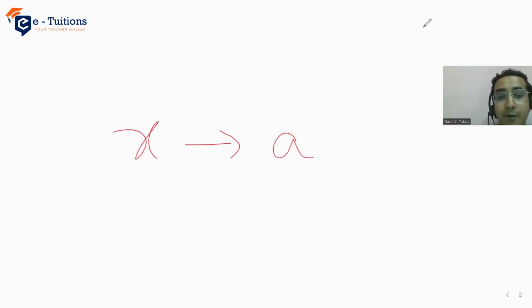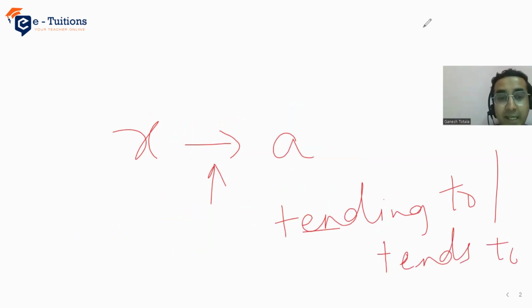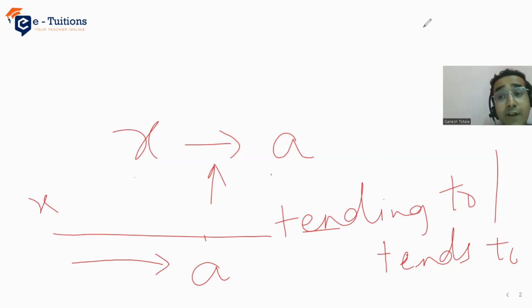In order to understand limits further, let's learn the notation x arrow a. This arrow is called tends to, or tending to. When we say that x is tending to a, suppose on a number line I have a value a, and one independent variable, say x. Now this x is tending towards a, which means x is coming nearby to a. The value of x is not a, but it is tending to a. That means the distance between x and a is becoming smaller and smaller.